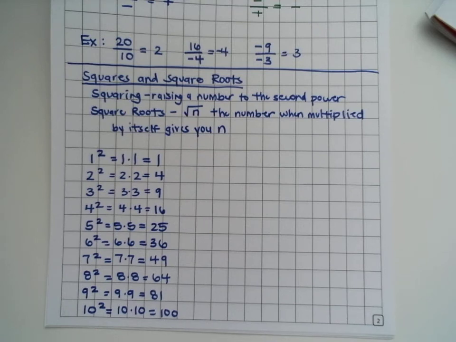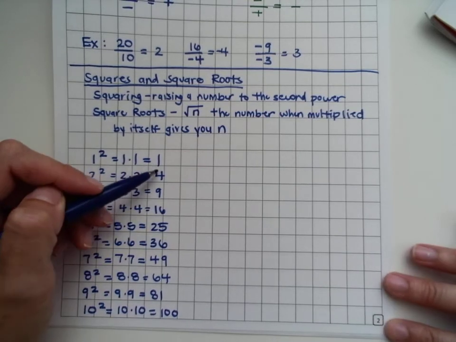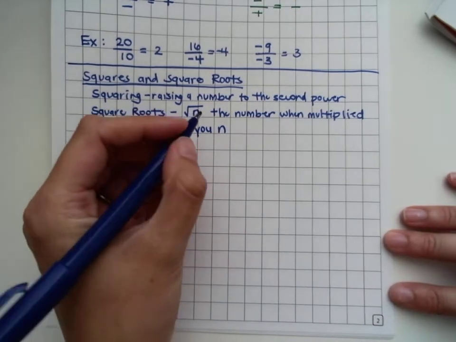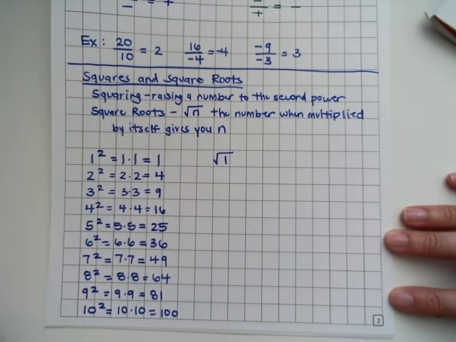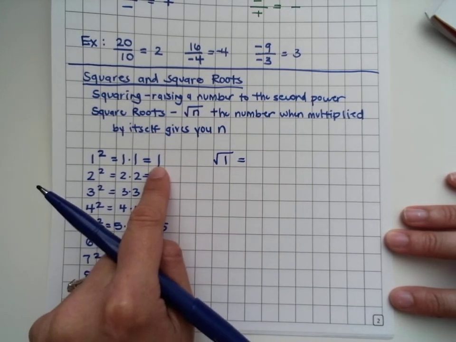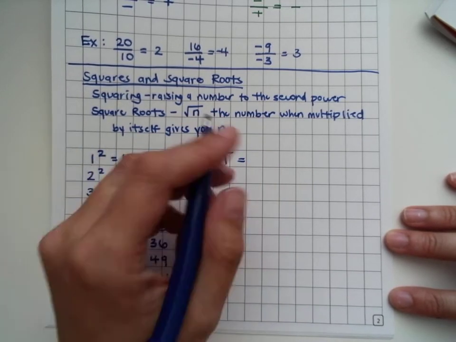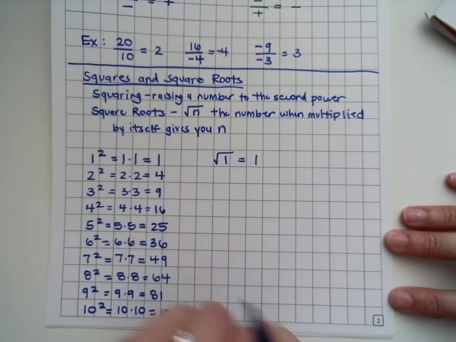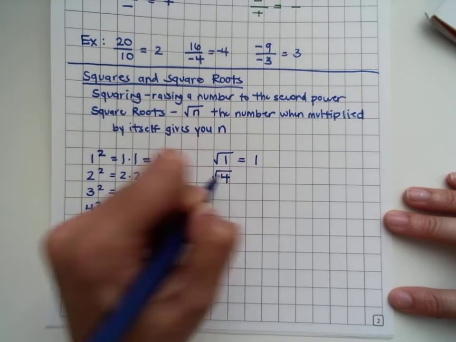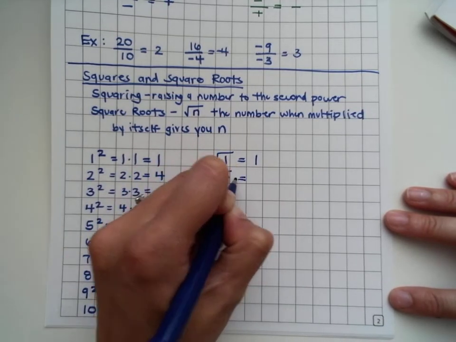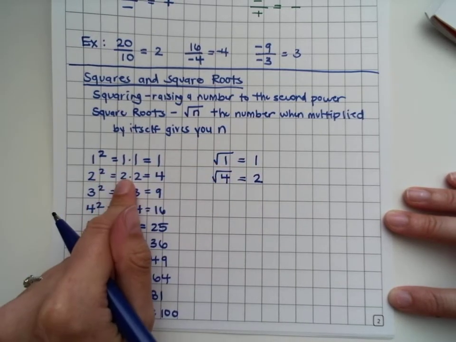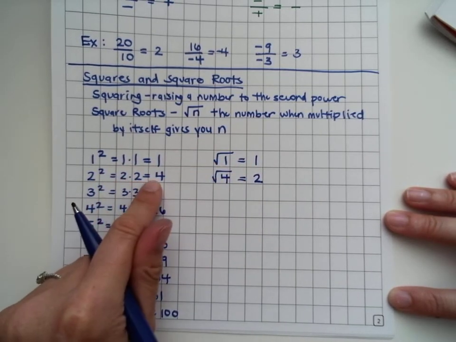Okay, so you should know these squares, and these are the perfect squares that we can easily find the square root to now. Because if we wanted to know the square root of 1, well, we're asking what number times itself will give us 1. We already know it, 1, because 1 times 1 gives us 1. The square root of 4, what number times itself will give us 4? 2, because just like we showed here, 2 times 2 is 4.